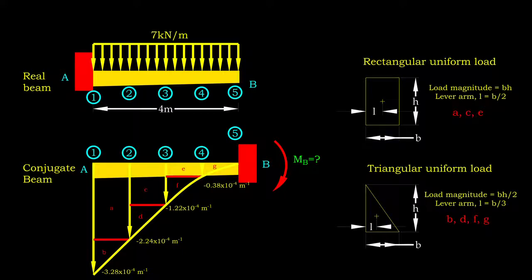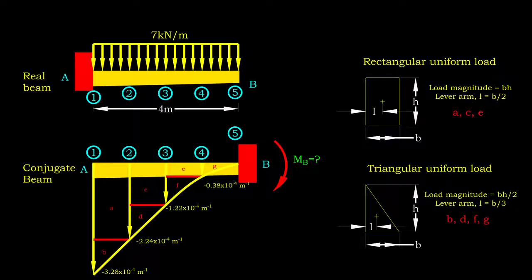To make things easier, we divide the loading diagram into 7 parts, as shown here. The magnitude of load by each part is the area of that part. Meanwhile, the moment induced by each part is calculated by multiplying the load magnitude with the distance between the area centroid and the fixed end. We have no issue for the rectangular parts, namely A, C, and E.